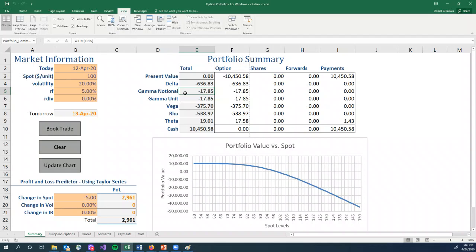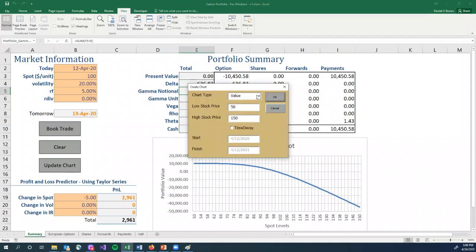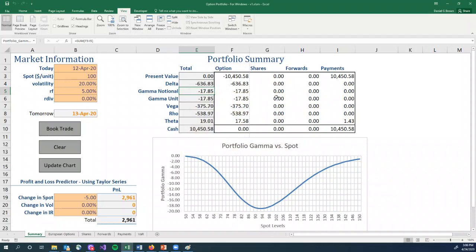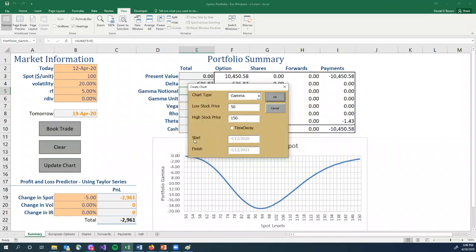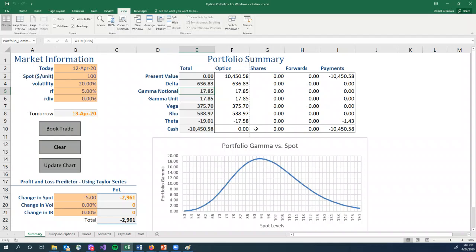So let's look at some gammas. Remember, we are short some options here. Now, the gamma on a call and the gamma on the put are the same. So here's a gamma. This is a short option position. We can see the gamma is always negative. If I clear my position, book a trade, and then buy 1,000 options, so now we're long, we update our chart. We can see a positive gamma. And so this is roughly how gamma works.